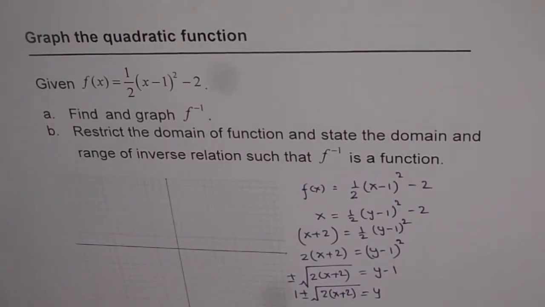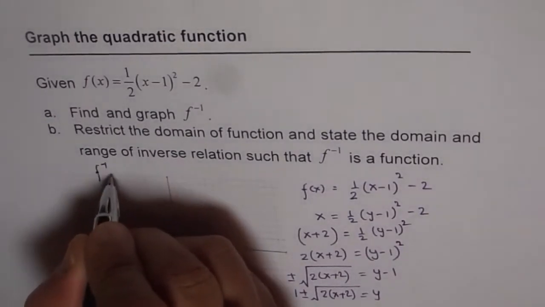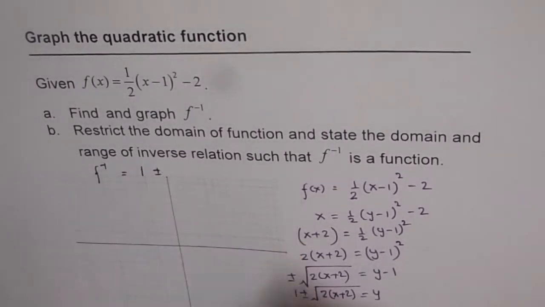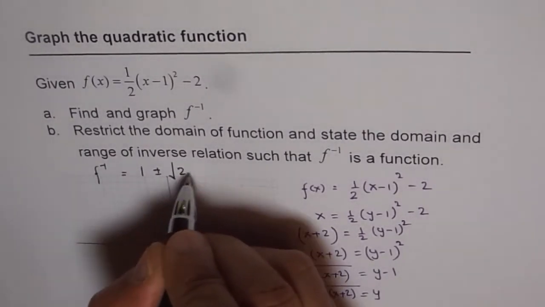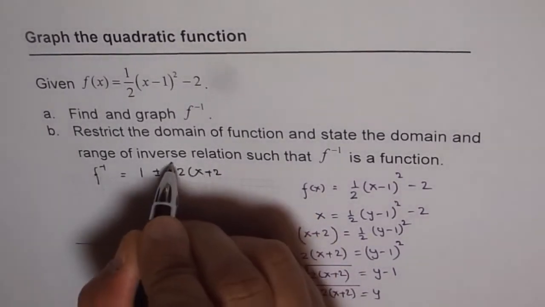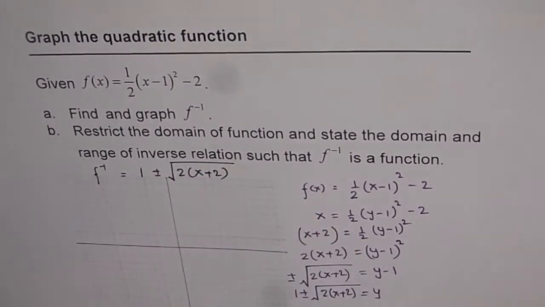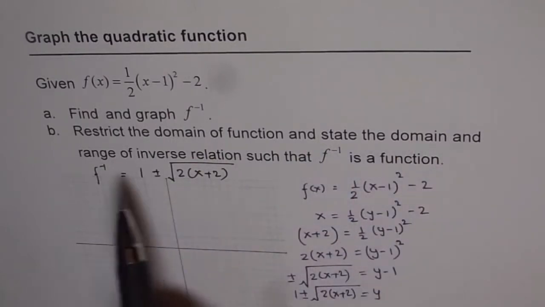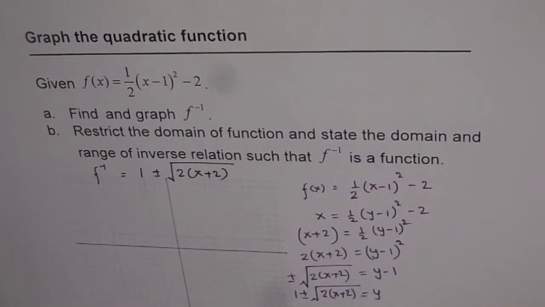And let me write the inverse of the function right here so that we can sketch it later. So we have f inverse equals 1 plus or minus the square root of 2 times (x plus 2). So that is the inverse of our function. Now the question is, restrict the domain of the function and state the domain and range of the inverse of the function.